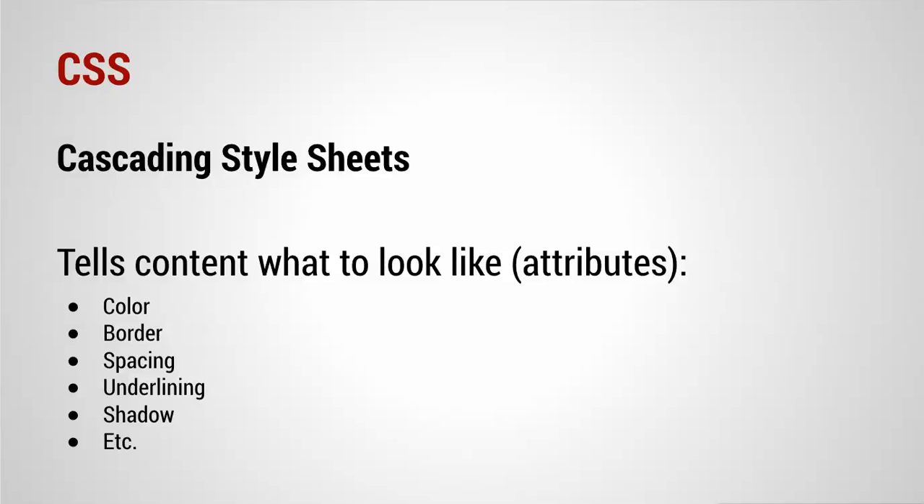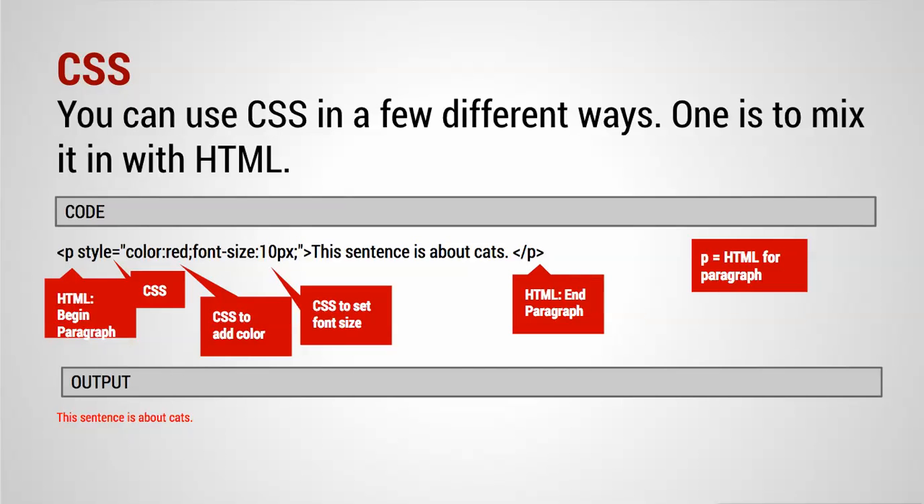HTML helps us put it on the page and put it in boxes. CSS helps us determine the color, the border, the spacing, the underlining, the shadow, and so on. CSS is actually getting very advanced. But these are some of the basic things you can do with it.